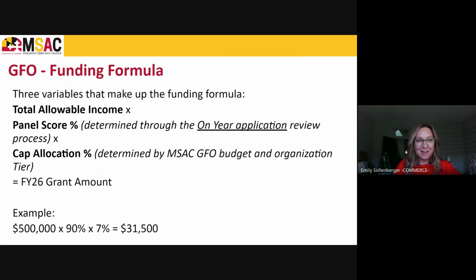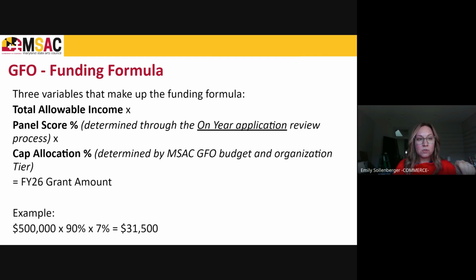All right, and I'm going to run into the funding formula here too. I know we're getting close to time, so I'm going to go pretty quickly. But I just want to make sure that everybody is aware of how the funding formula works and the variables involved. There are three specific variables to get to the grant amount, and this funding formula is applied to every organization. First, the total allowable income number, which shows up in your financial table. That's why Laura and I look really closely at the financial statements and the table, because we're looking for that total allowable income number to be really clear so we can drop that into the funding formula.